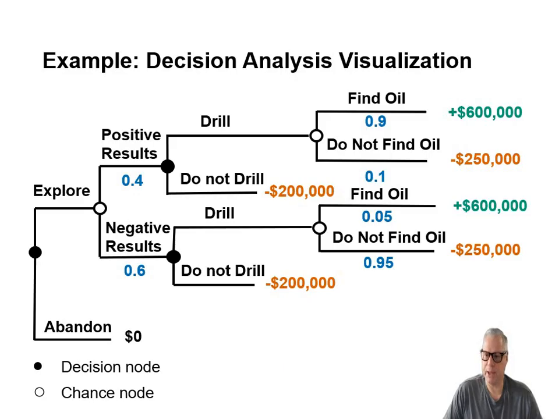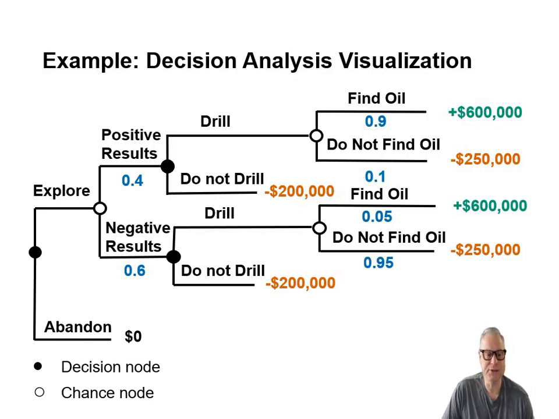And we have the payoff. When we find oil, we always make a profit of 600,000. If we do not find oil, we lose 250,000. If after a positive result we would abandon or not drill, we lose 200,000. Likewise, we lose 200,000 even if we got a negative result, because we had exploration cost.